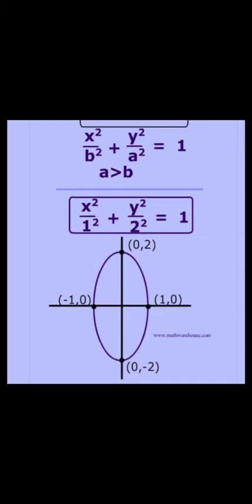So an example here is x squared all over 1 squared plus y squared all over 2 squared is equal to 1. Our b is 1 squared. Still, that is under x squared. So we have positive and negative 1 under the x-axis, and under the y-axis we have positive and negative 2. So we can form a vertical major axis ellipse.